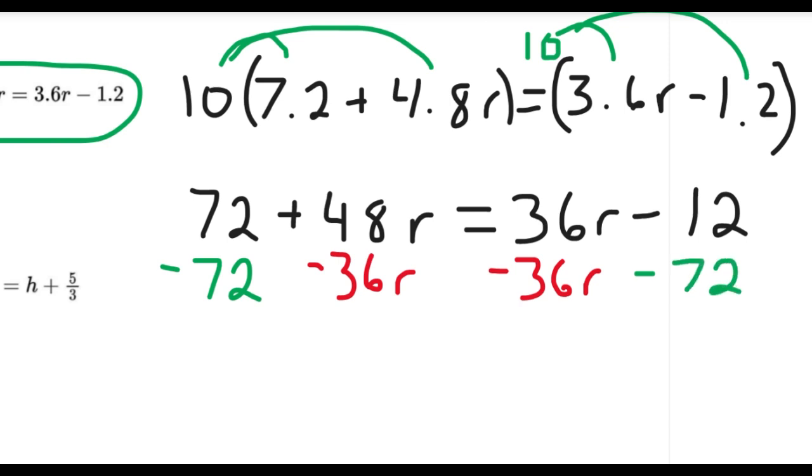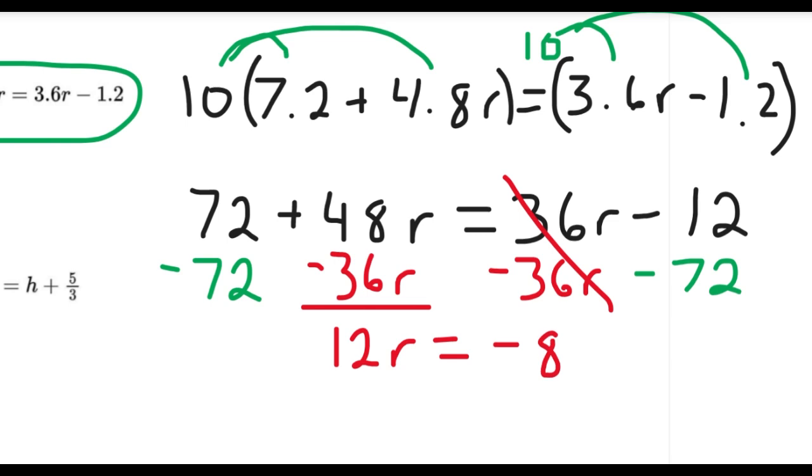So what I'm going to do is subtract 36r from both sides. On one side it gets rid of the r altogether, it makes it 0. On the other side it gives me 12r, and then with my constants it gives me 12r equals negative 84.